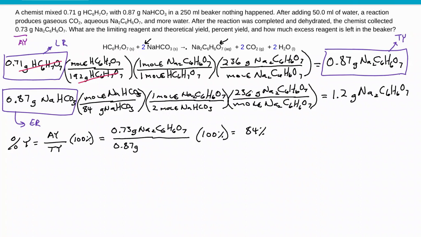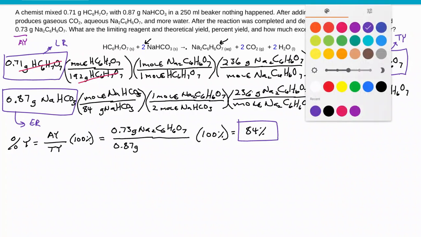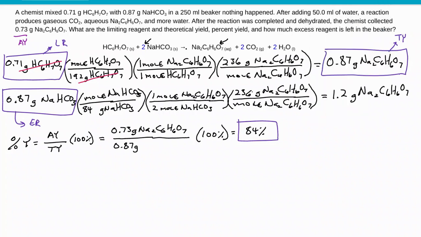Okay, so now we've got our percent yield. That's been determined. So how do we get our excess reagent? Well, here's what we do. Let me do that in red. That's a little outside of the realm of the writing above. What we need to do is find out how much baking soda reacts with the 0.71 grams of citric acid. So to do that, we'll just convert it to baking soda.